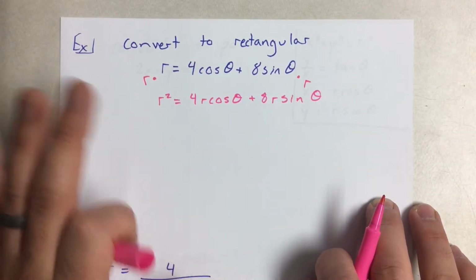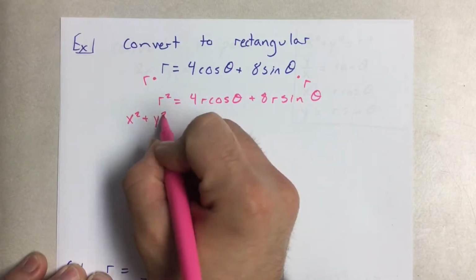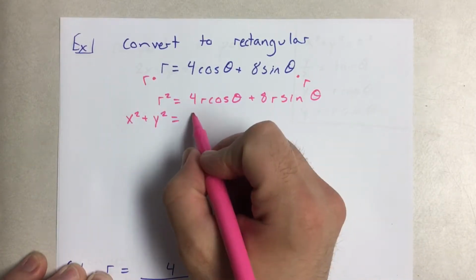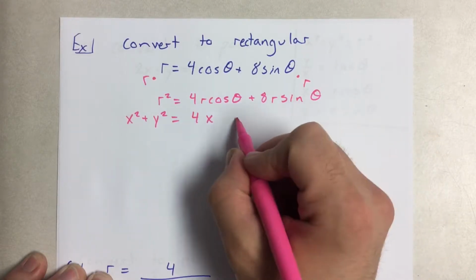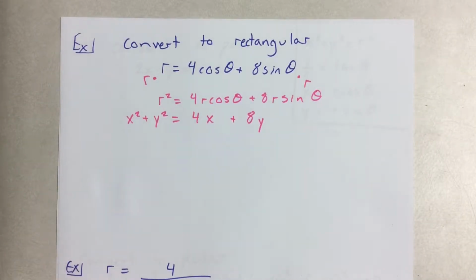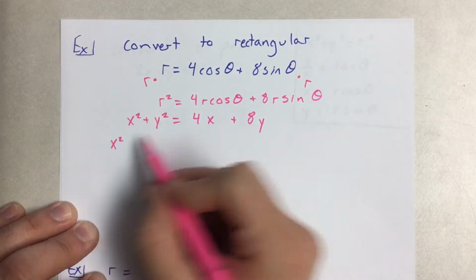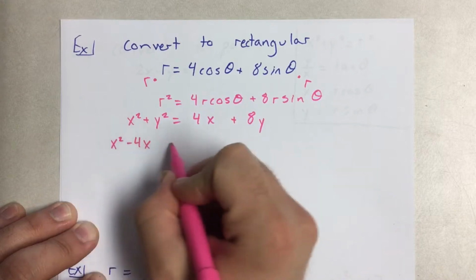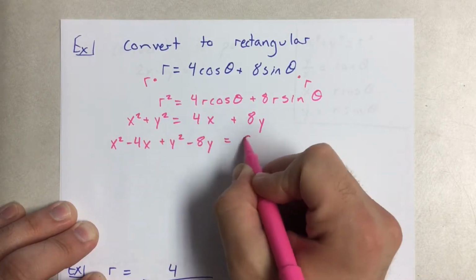Okay? So we have r squared. We can replace that with x squared plus y squared. r cosine we can replace with x. r sine we can replace with y. All right. So we're not quite done yet. So I'm going to bring all of my terms to the left side. So we have x squared minus 4x plus y squared minus 8y.